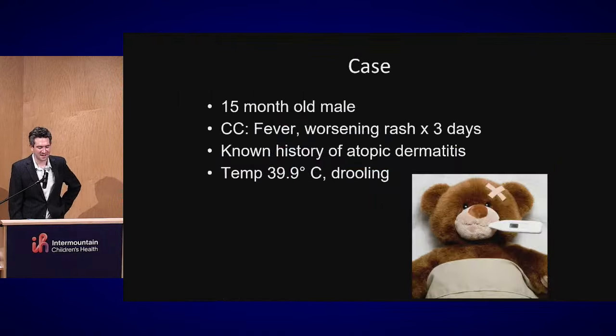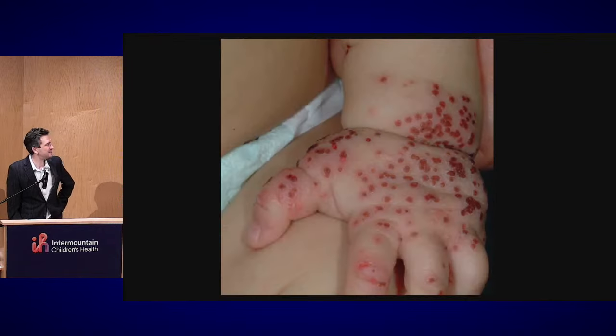Okay, our next patient is 15 months old. Fever, worsening rash. This is kind of the theme of dermatologic urgencies and emergencies. You look at his chart and you find that he has seen Dr. Johnson in dermatology and has atopic dermatitis. I'm always disappointed when my patients come into the emergency room. He does have a fever, he's drooling, doesn't really feel great. This is what you find on exam. Thoughts?